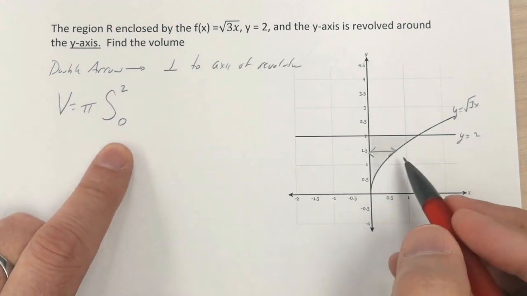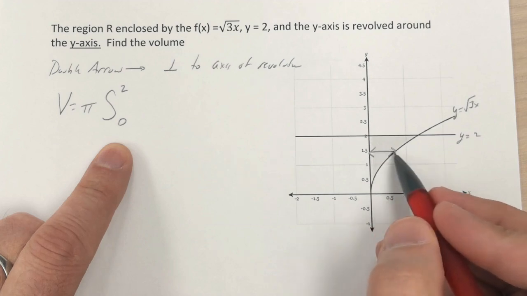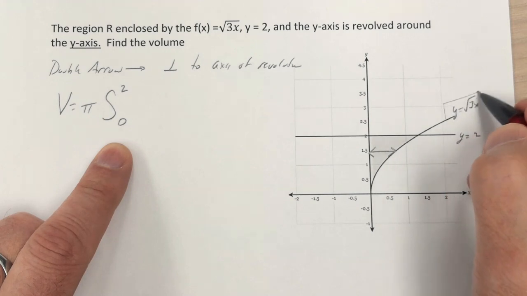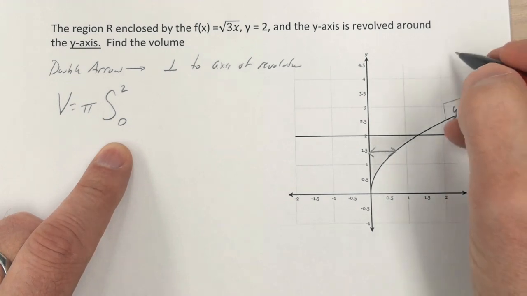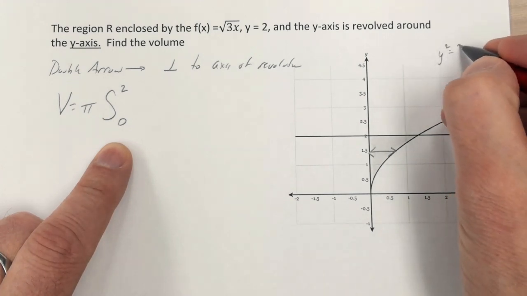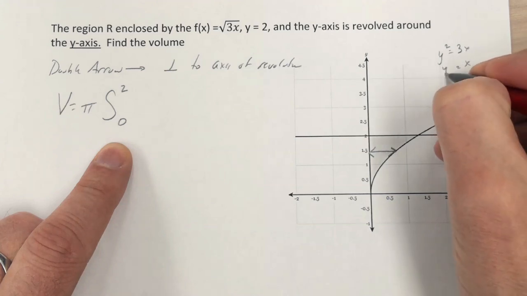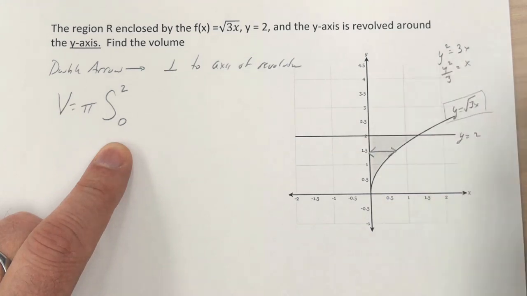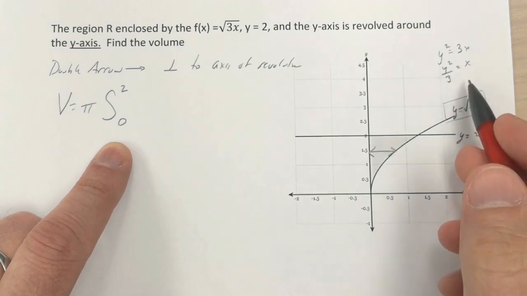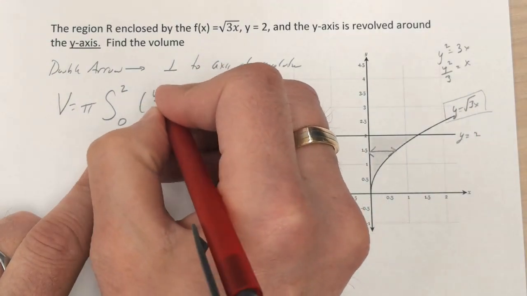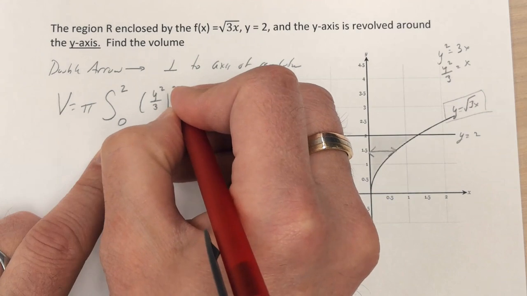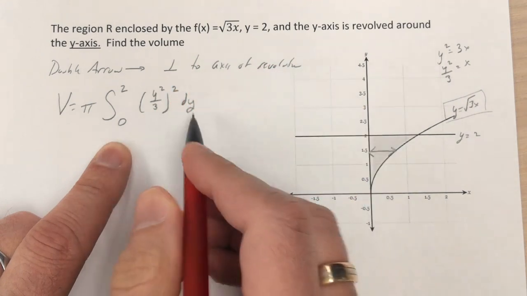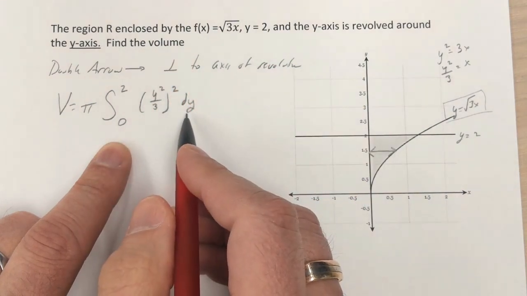And then it's going to be the length of the double arrow squared, the radius squared. Well, that's just going to be the function, but the function has to be solved for x. So I'm going to square both sides and divide by 3. So x equals y squared over 3. That's the equation I'm going to use. So it's going to be y squared over 3, and then don't forget to square it, and then it's dy. And again, this is really important that you include the dy there.